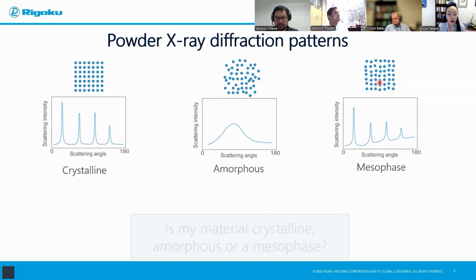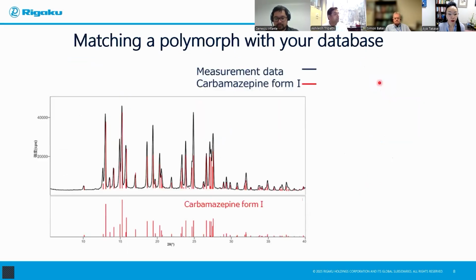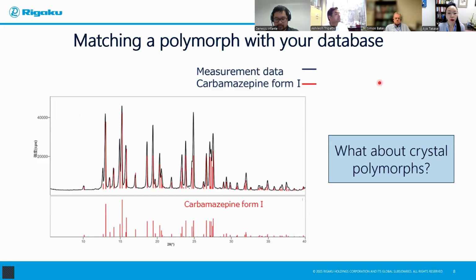So one thing we can tell easily using a powder diffraction pattern is whether my material is crystalline, amorphous, or a mixed mesophase. If it is crystalline, how do we proceed? For example, this is an example of a crystal form of the API carbamazepine. You have a clear-cut pattern. You could have your own database. You can collect a pattern of a pure API, for example, save it as your database and match it. That way you know when you have made a polymorph or when you have made the correct API. So you have a clear match. First, we get the idea of what my crystal polymorph is.